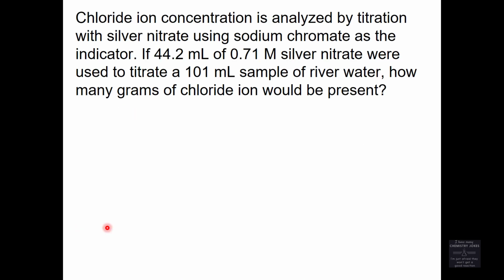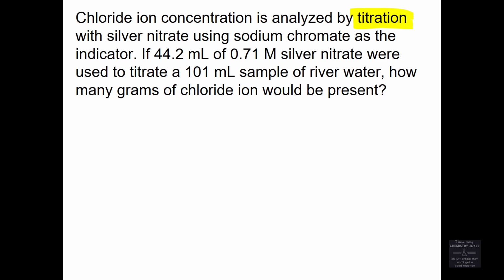Chloride ion concentration is analyzed by titration with silver nitrate using sodium chromate as the indicator. If this much silver nitrate were used, how many grams of chloride ion are present? So we just walked through a gravimetric analysis problem, and then the first problem we go to do says it's a titration. Why did I do that to us? Well, we're going to talk about a gravimetric analysis problem also, but let's talk about titration.